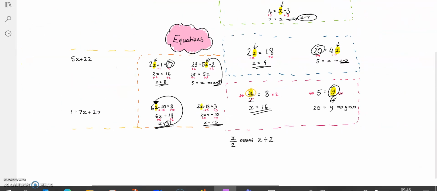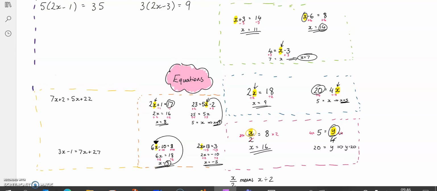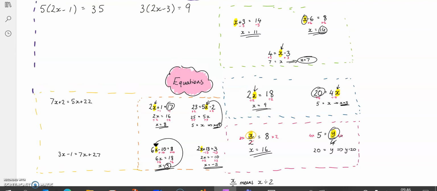Okay, we'll stop there with this first video. Those are the fundamentals. The next two are a wee bit more extended. So watch into the next video to see how we do those examples.